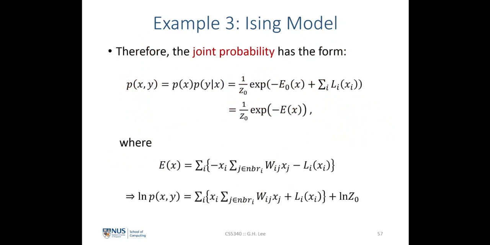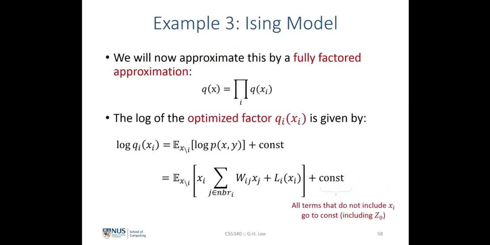So now putting everything together, we have a joint probability distribution of this particular form here, where E is simply given by the two terms. The first term is given by the Ising model, and the second term is given by our likelihood term, which can be defined to be similar to our Ising model. Hence, the log of the joint probability distribution is now given by this term over here, where this is simply the partition function.